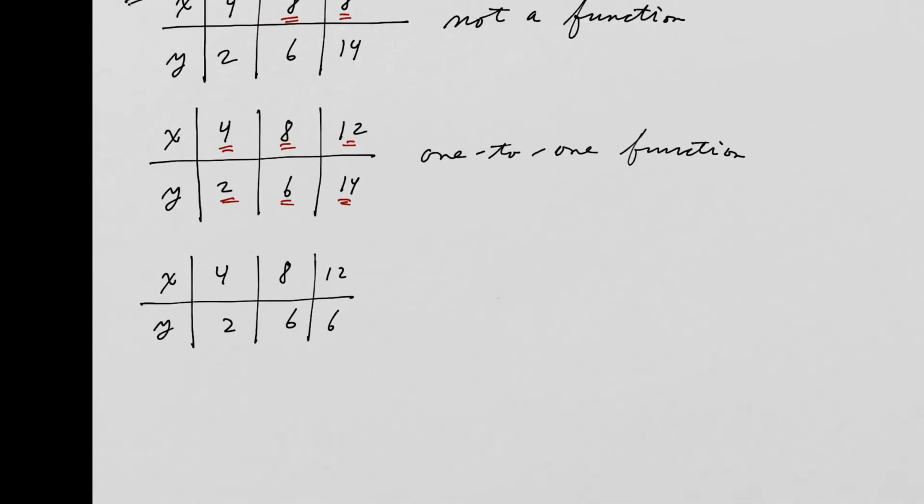And then in the third table, all the input values are different, so it's definitely a function. But if you look at the output values, they repeat. Therefore, it's not one-to-one. So it's a function, but it's not a one-to-one function.